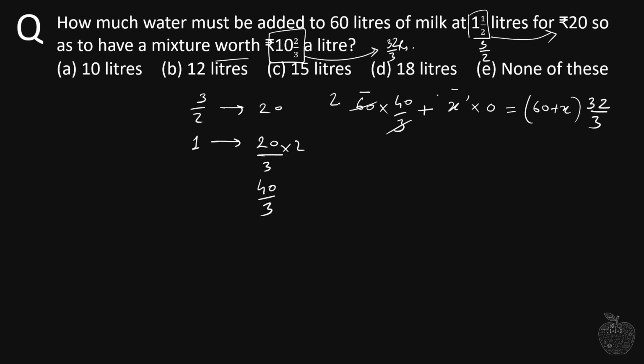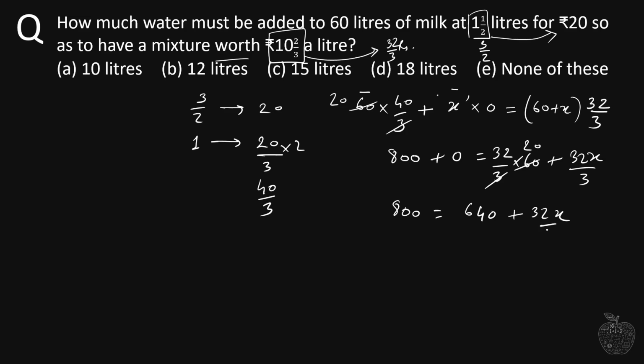So we get 3 2s are 6 and 20 into 40 is 800, plus X into 0 is 0 only, equals 32/3 multiplied by (60 plus X), which is 32x/3 plus the constant. So 3 2s are 6, 0, and 800 is equal to 32 into 2 is 64, 640 plus 32x/3. Now this 640 will go on the left hand side and get subtracted. So 800 minus 640 gives me 160, equal to 32x/3.